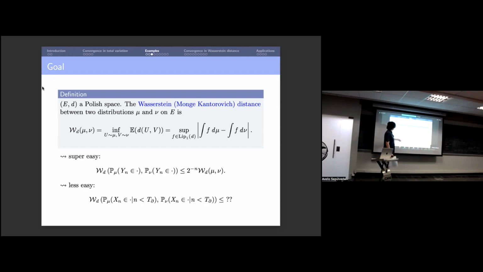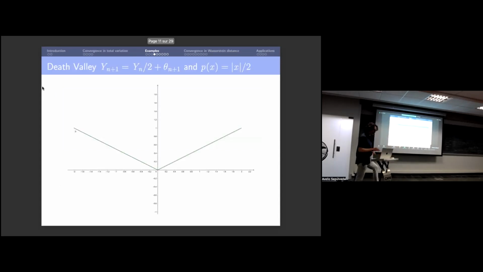For Bernoulli convolution, it's just immediate. The distributions of the process starting from any nu and any mu have a Wasserstein distance that is decreasing as 2 to the minus n times the Wasserstein distance between the initial distributions. This is just a consequence of the coupling estimate. But of course, if you look at conditional distributions, it's not so easy. That's the point of the talk.